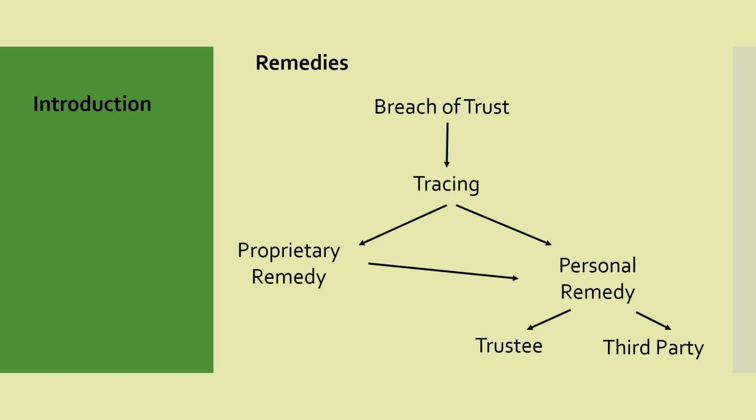So the beneficiary can elect a remedy. This question of tracing is very important in trying to work out what remedy would actually be available and what remedy would be best for the beneficiary.